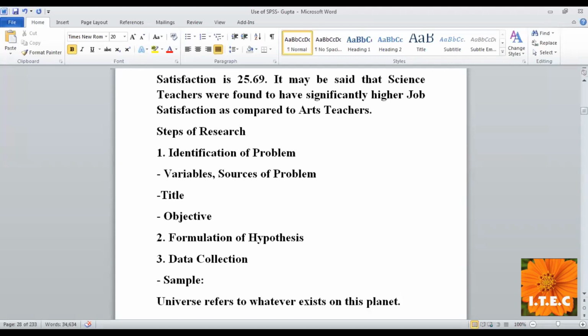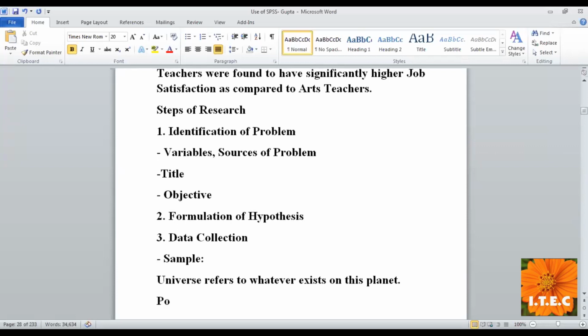Ocean is the part of the universe. Plant is the part of the universe. Animals are the part of the universe. Human beings are the part of the universe. The schools, the colleges, the book, everything the part of the universe. Then another is called population. Population refers to well-defined portion of the universe.